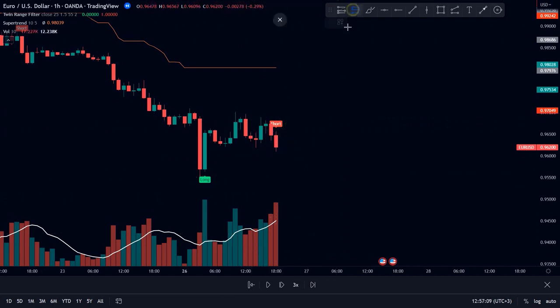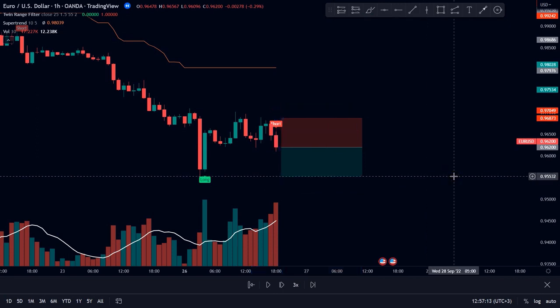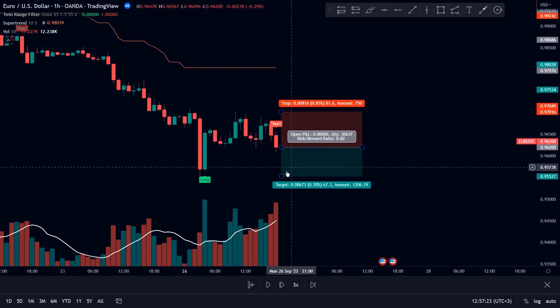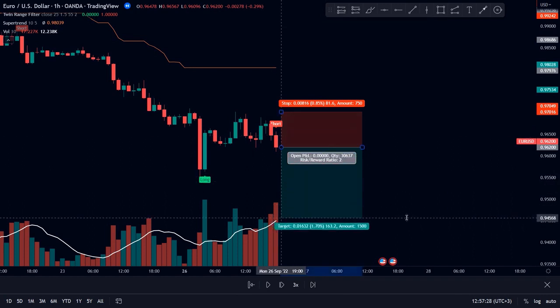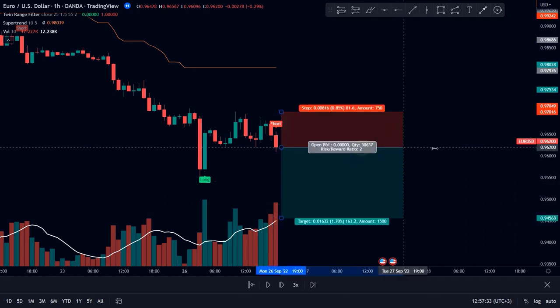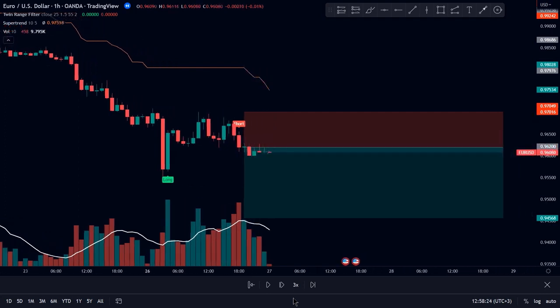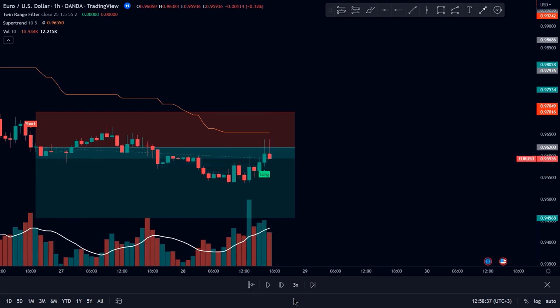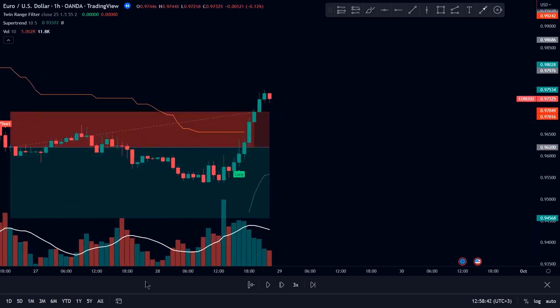We enter a short trade here, set our stop loss above the most recent swing high, which is this one right here. And for the take profit, we're gonna set it at 2 times the risk. We let this trade run and take profit. It actually hit stop loss.